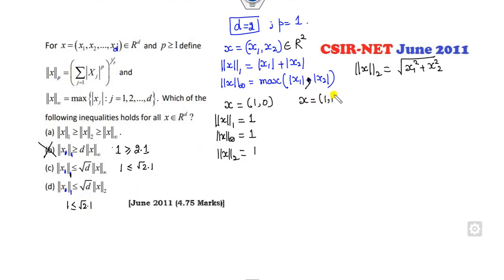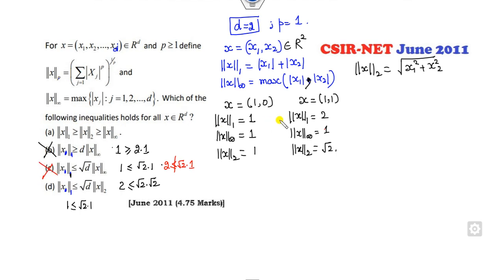If I choose another pair, let's say 1 comma 1, then what is the value of this? 1 plus 1, 2. The maximum of this is again a 1, and this value will be root of 1 plus 1, root 2. Fine. Then this value is 2, which is less than root 2 into root 2? Which we can't satisfy. Look at this option: x1 is a 2, which is less than root 2 into 1, which is not satisfied. So this option is also cancelled out.